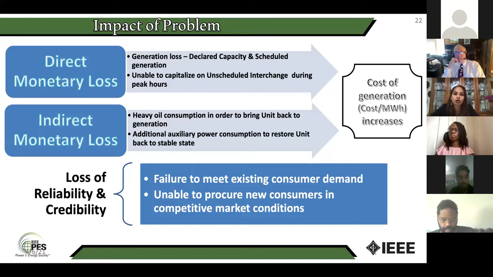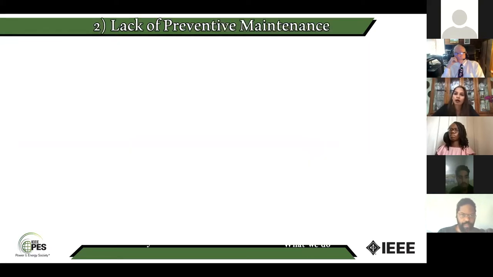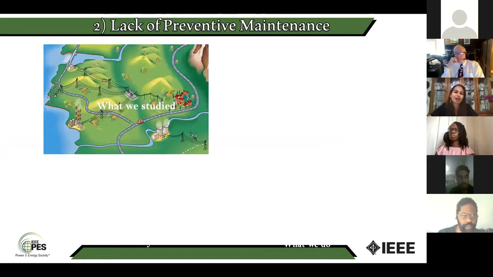Indirect monetary loss: heavy oil consumption, and additional power consumption, as I just mentioned in the last slide. We have a loss of reliability and credibility. After the Texas power outage, ERCOT definitely lost a lot. We have seen it in the stock market, and it just happens. People do not like to rely on somebody who cannot give them electricity at the times of their need. So this is also one slide that I really wanted to show you.